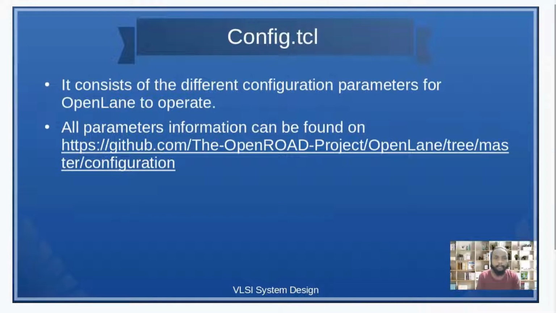The config.tcl file is an important file and it is present in every design. It has all the parameters which OpenLane will be using to perform operations on the design. And there will be different parameters which will be manipulated so that we can do the design in our most preferred way. The information about the parameters can be found at this link which you can see on your screen. You can copy and paste this link on your browser window to check out all the parameters.